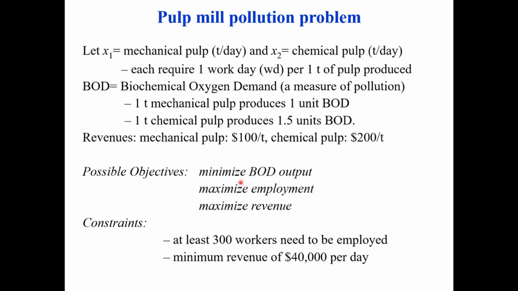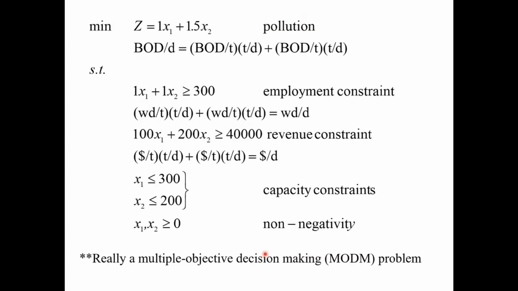Now we can do a number of things. We can maximize net revenue or revenue if we like. We can maximize employment. All right, we haven't talked about that yet. Oh yes, we have. We've got 1 work day required per 1 ton of pulp produced. So that's less interesting. Or we can minimize the pollution. Now the constraints are that at least 300 workers need to be employed and a minimum revenue of $40,000 per day is required. So we can set this up the same way as we did before as a linear program.